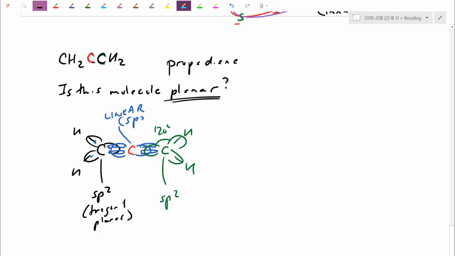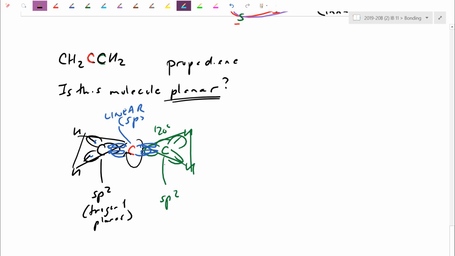So what I'm saying here is I know this part is flat, and I know this part here is flat. Well, it's possible that for this red carbon, this middle carbon here, I may have actually twisted the carbon, so that it's flat on one side and perpendicular on the other side. Would you be able to predict for me?